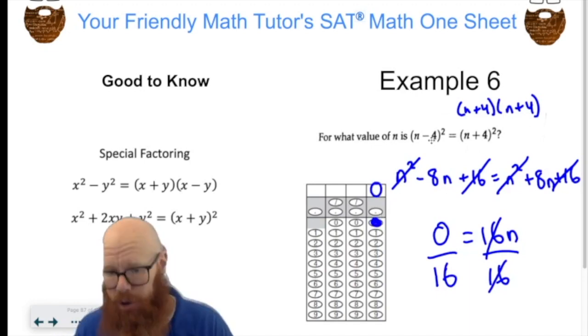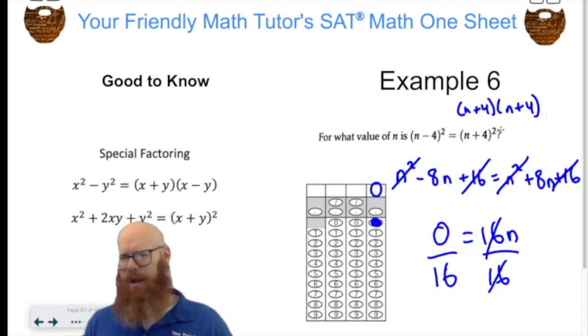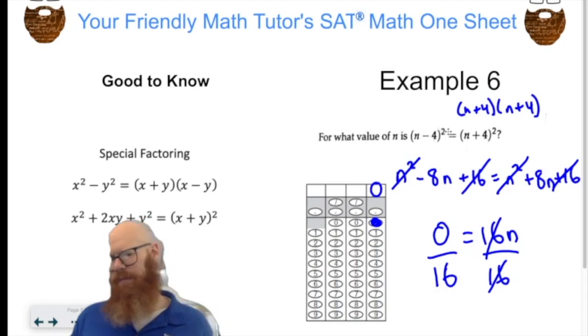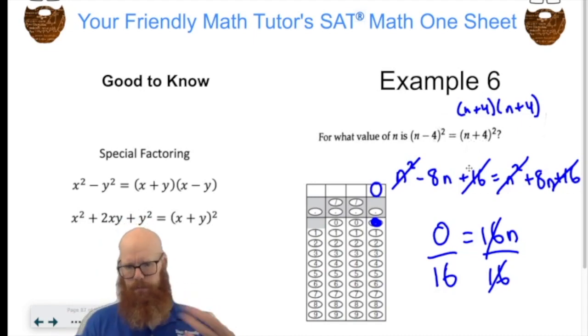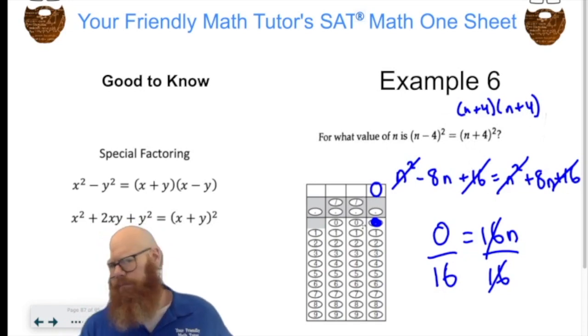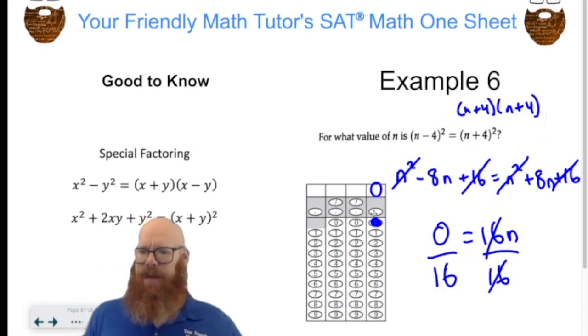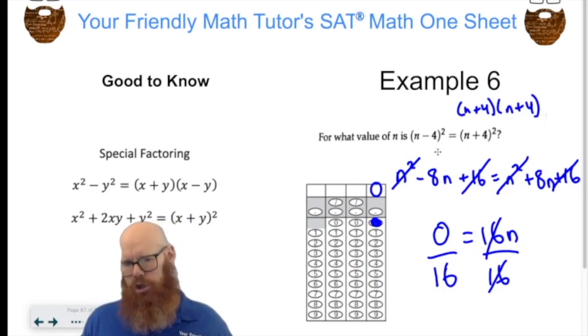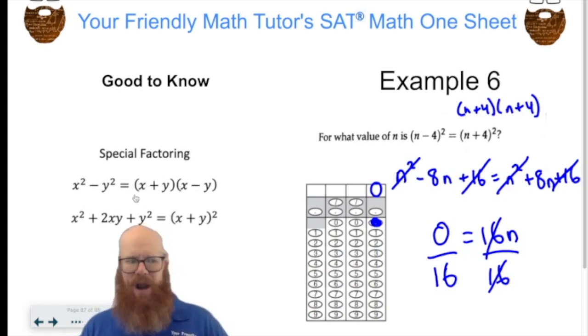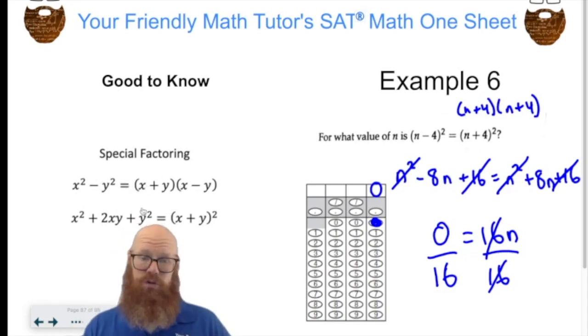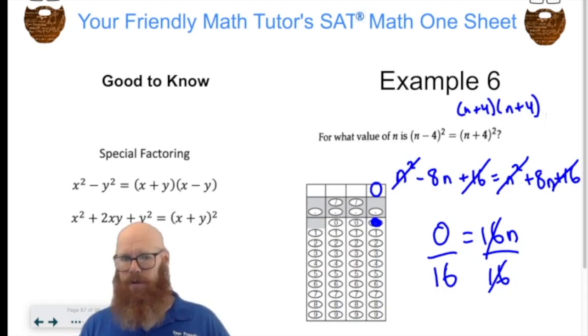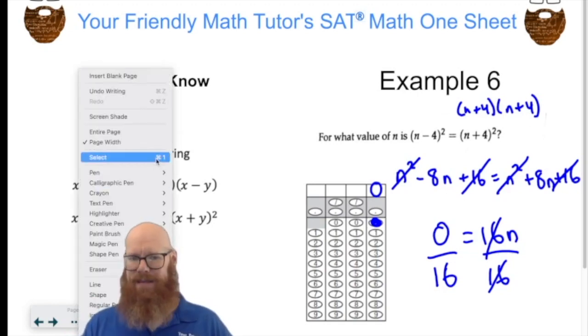Now, you may have been able to look at this and say, if I have something squared, 0 just makes sense, because then I'd have negative 4 squared equals 4 squared, which is both 16. That's totally fine. But if you don't see that, then you've got to solve it, and this is a little bit of a shortcut to use your special factoring. The first one, I didn't do an example of, but that's called a difference of two squares. Anytime you have x squared minus y squared, it's x plus y times x minus y. Just recognizing both of these and being able to use them can save you a little bit of time, which is, again, what I think is good to know.